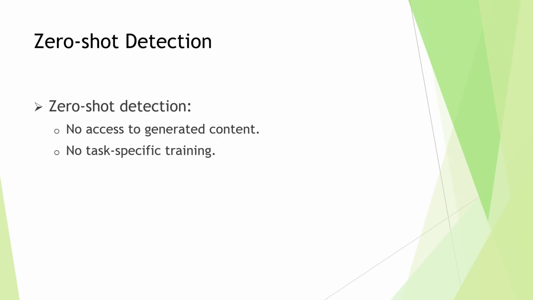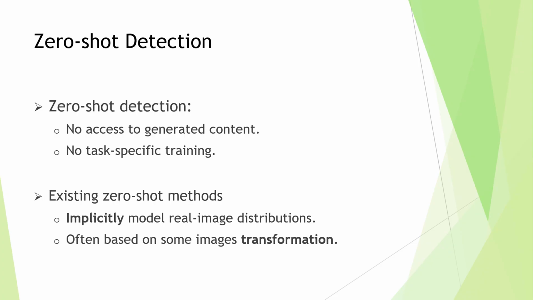Most existing zero-shot methods attempt to implicitly model the distribution of real images, often using some transformations such as compression, denoising, or reconstruction. Our method, as we will see next, explicitly models the distribution of real images.